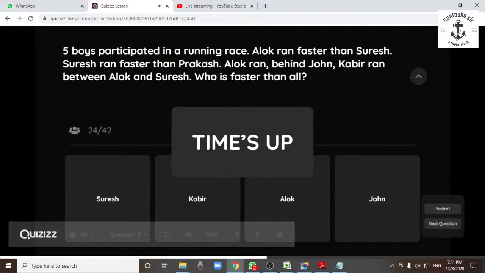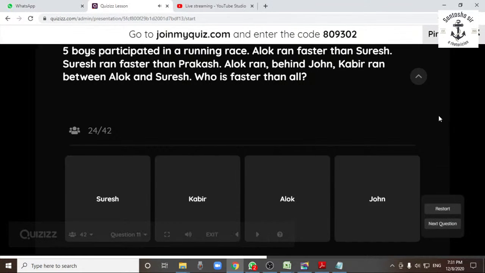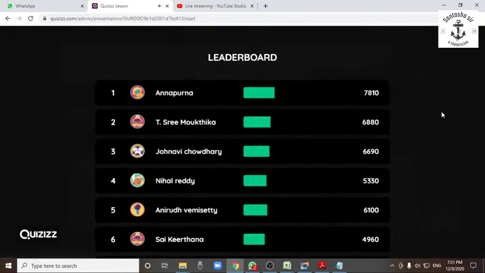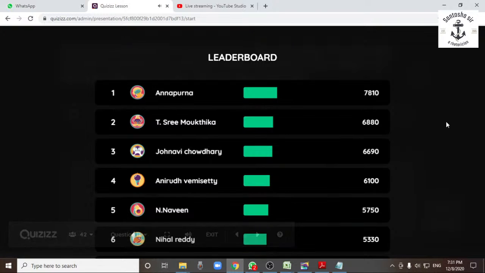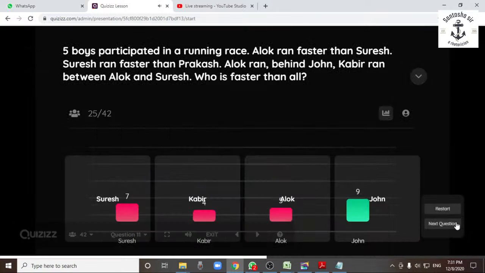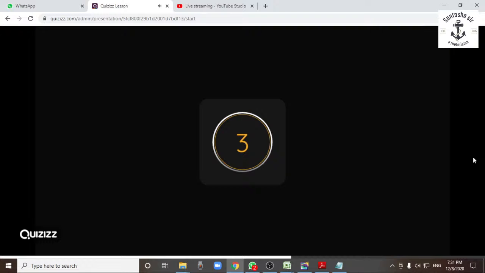Time is up. Let's check this leaderboard scores. We still have Annapurna on the top, followed by Moktika, Jahnavi, Anirudh, Naveen. 9 members answered it right. Moving on to the next question.